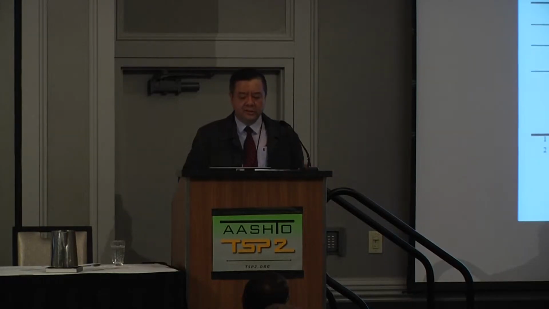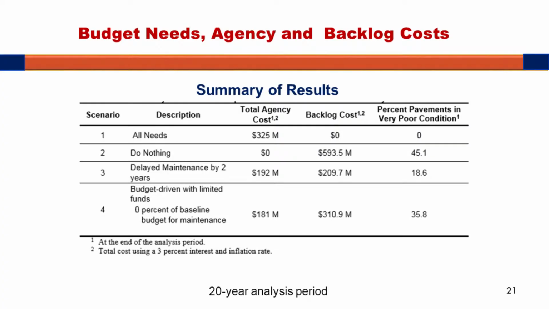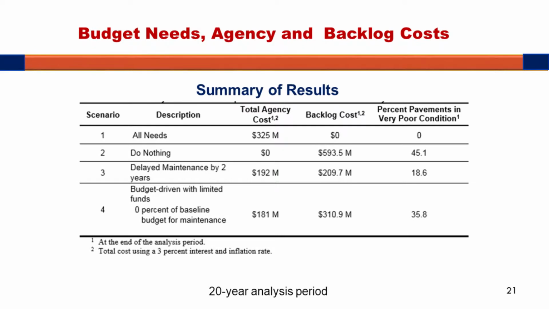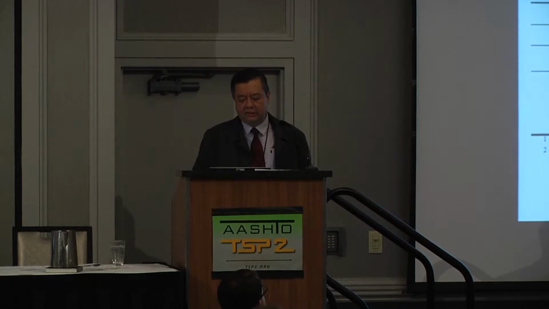So after we run it, what do you see? All needs, you have to invest, of course, more money. That means doing everything that is supposed to be done on time. That's 325 million. Then on the bottom you have budget driven, so 0% for maintenance, 181 million, that's the investment. Delay maintenance, 192, and the do nothing is 0. So what do you see in the last two columns? You can see the backlog costs, and you can see the pavements in very poor condition. I picked out just these two. There are many other ones that we are showing.